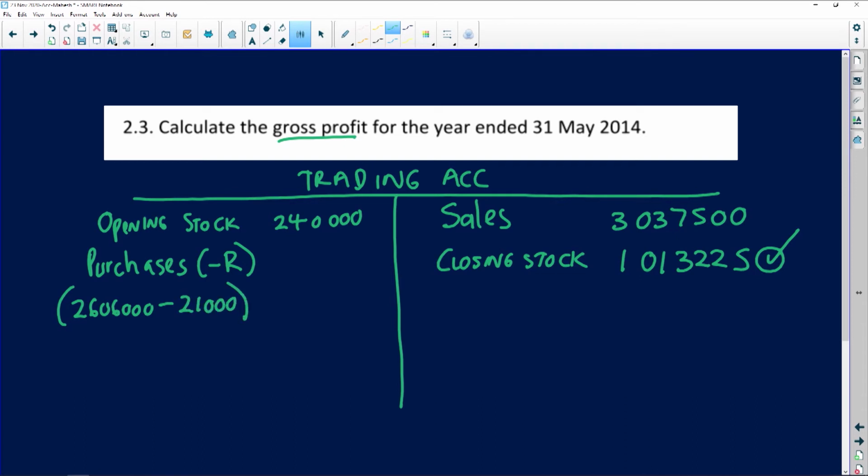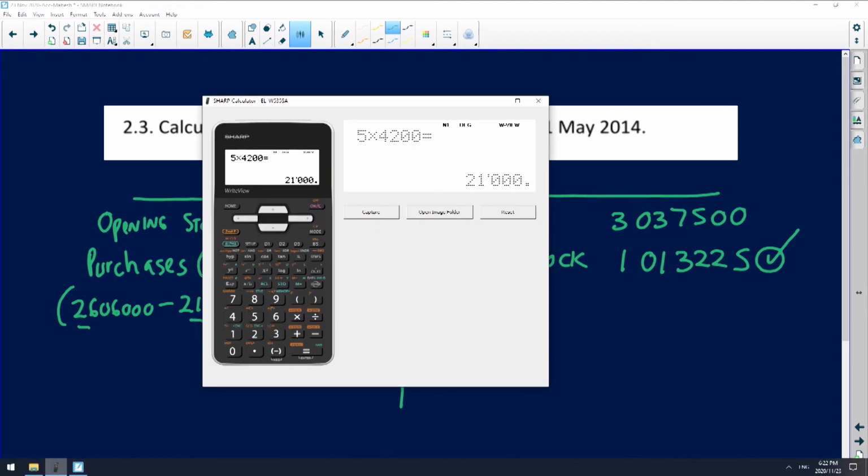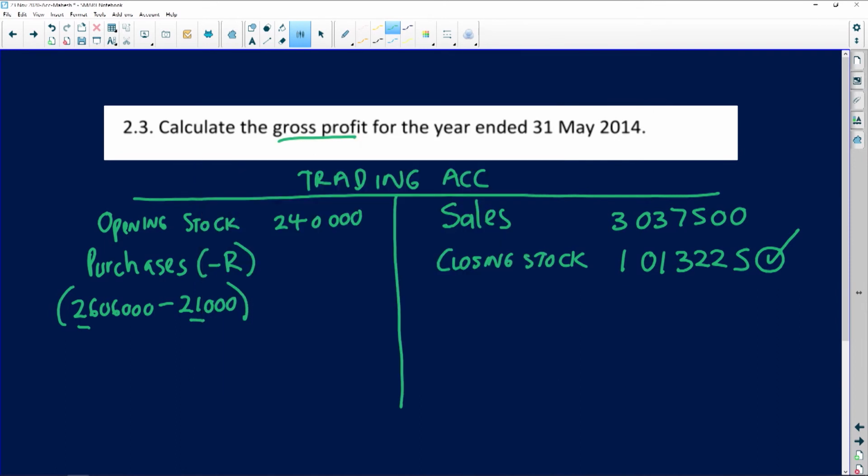And if we take our total purchases, which is 2,606,000, minus 21,000, that should give us an amount of 2,585,000. So 2,585,000. Okay. Right, then what else do we need to show?